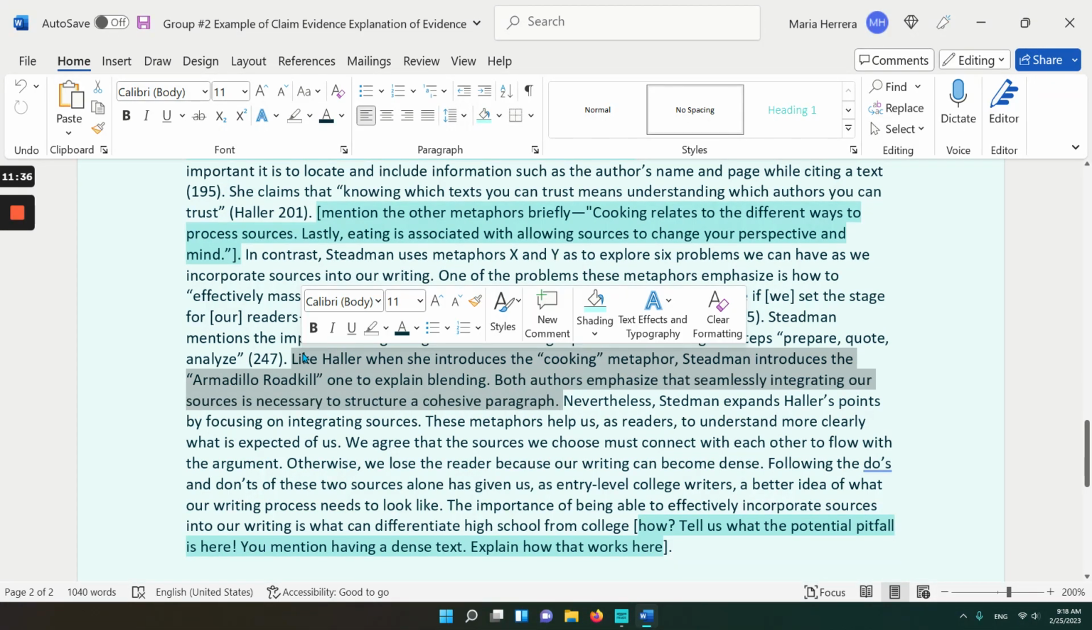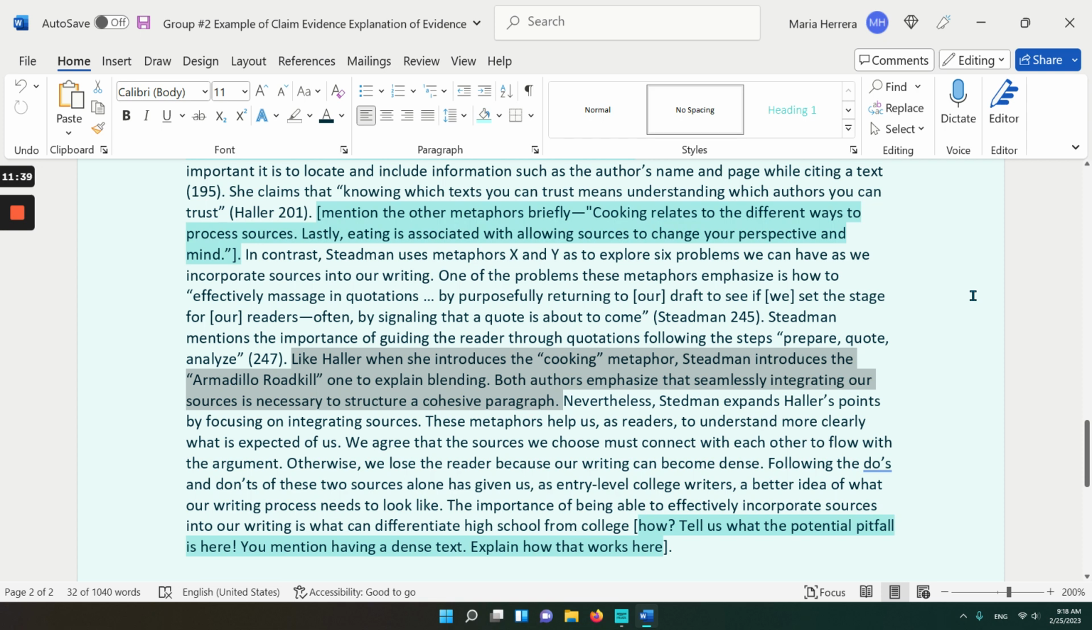Notice what the people are doing here. The students, the writers are doing. They are talking about how the articles intersect or differ from each other. So they step away from each other, they intersect. They step away from each other, they intersect. Notice what has happened over here. Okay? Nevertheless, Stedman expands. Again, look. Yeah, this is how they're different. This is how they actually step away from each other.